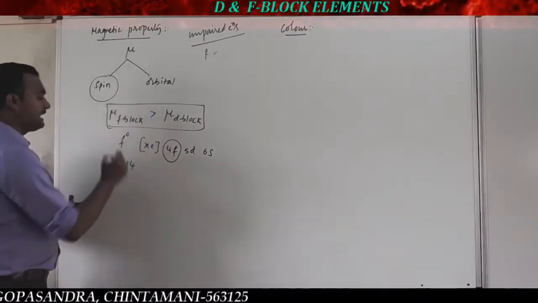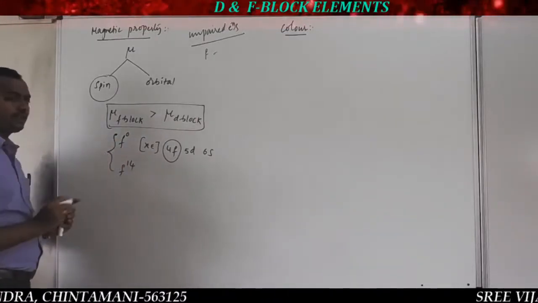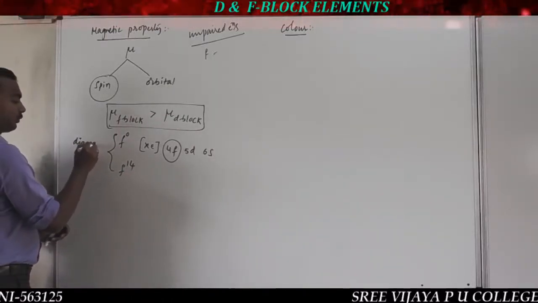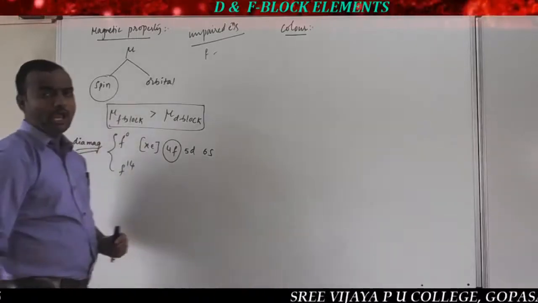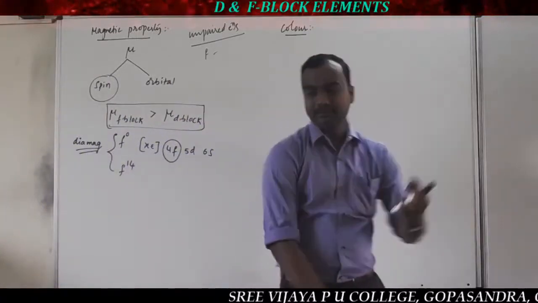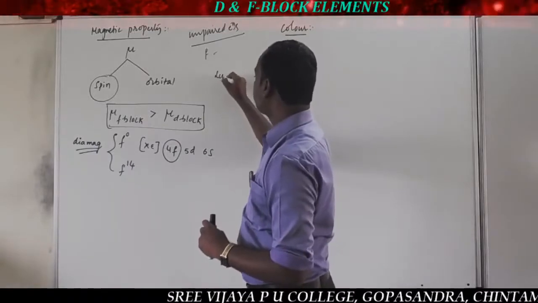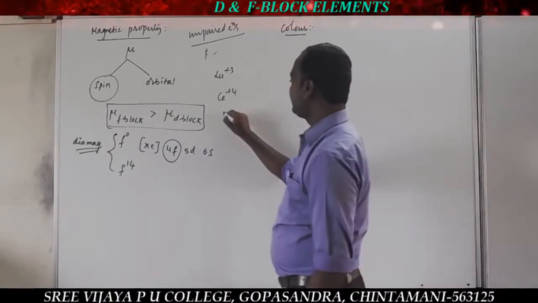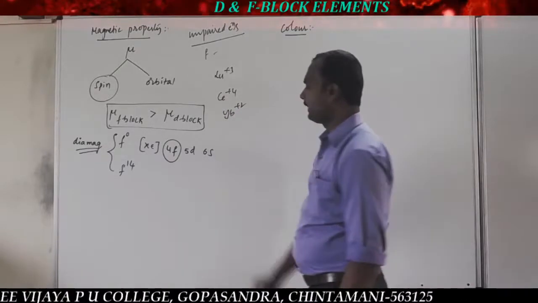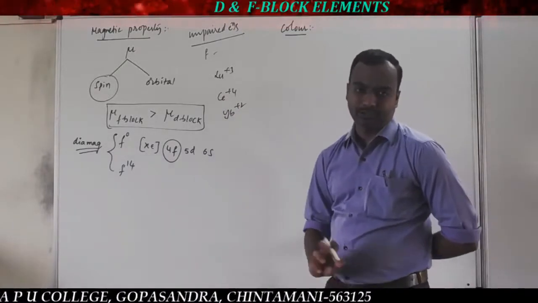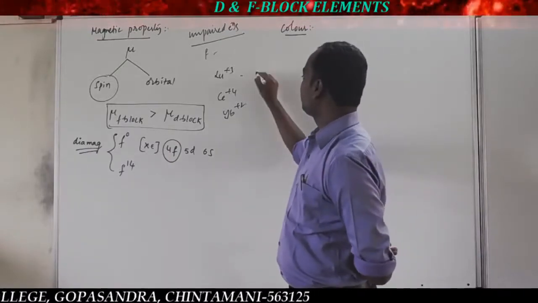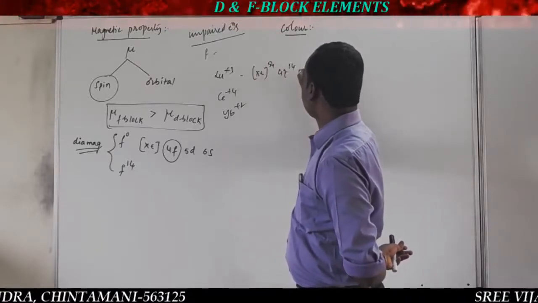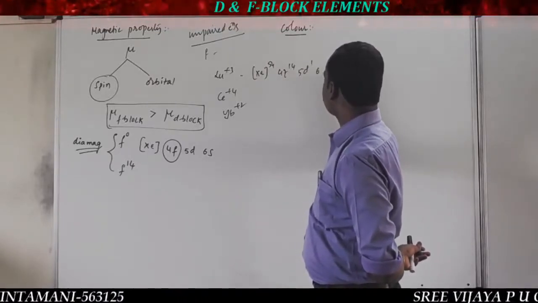So generally we can say that if a lanthanide ion has the configuration f0 or f14, it is considered diamagnetic, because of the absence of unpaired electrons. Let me take a simple example: lutetium +3, cerium +4, and ytterbium +2. Lutetium has atomic number 71. The configuration is xenon core 54, 4f14, 5d1, 6s2.